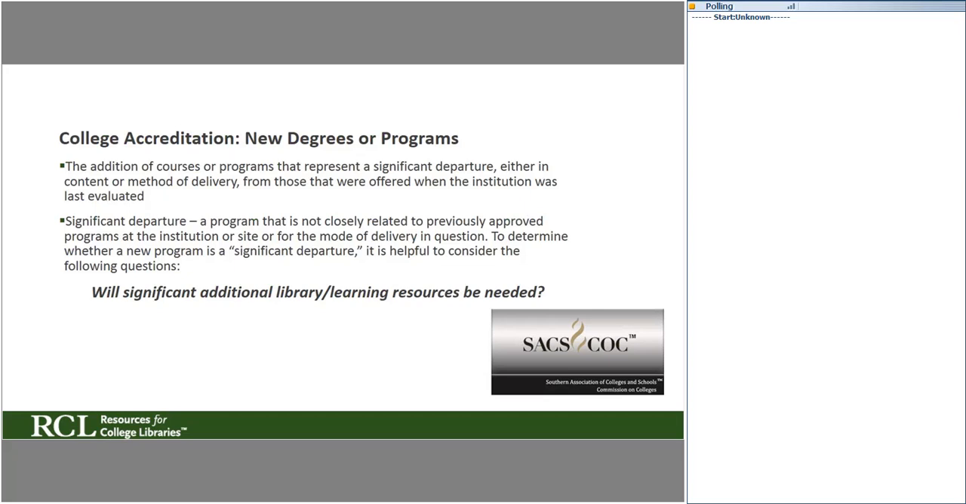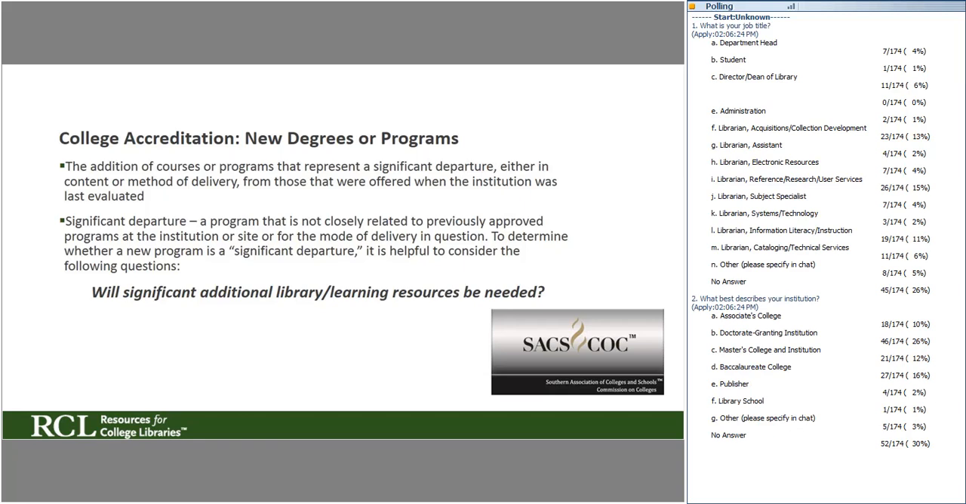So in other words, if the college wants to offer a new program, they have to seek SACS approval before they can begin enrolling students in that program. One of several questions that SACS asks in order to guide colleges in determining whether a new program constitutes a significant departure is if significant library resources will be needed to support the program.